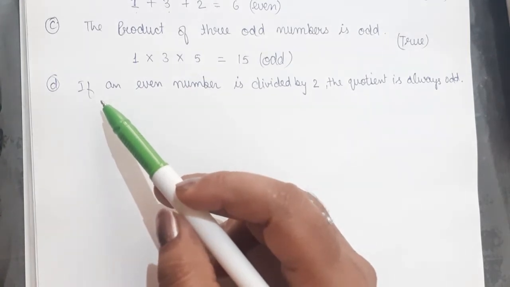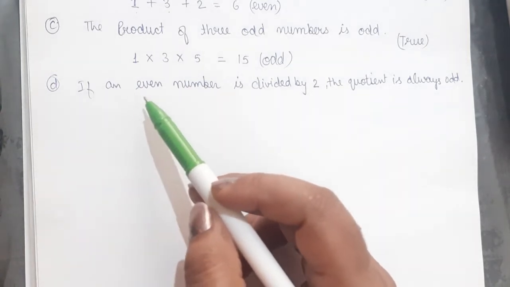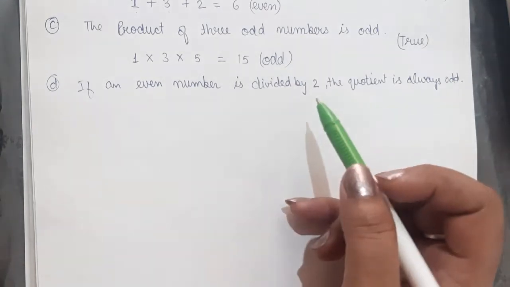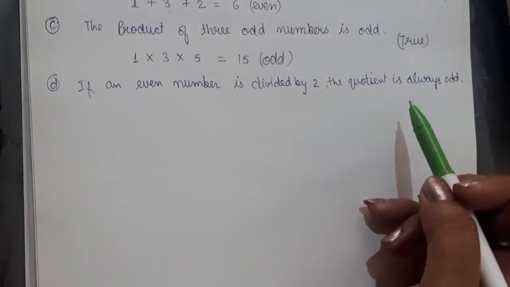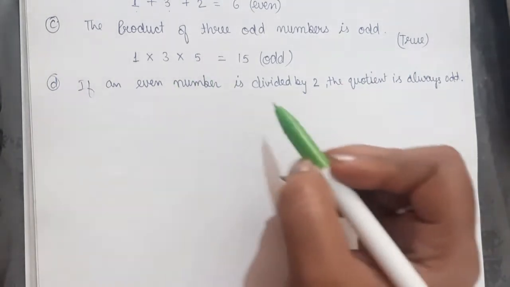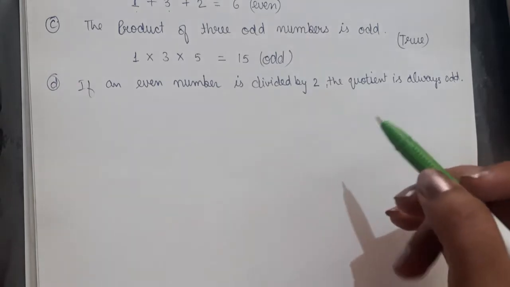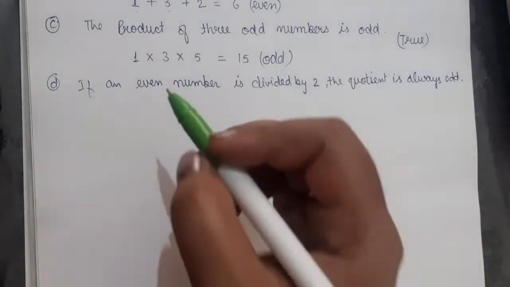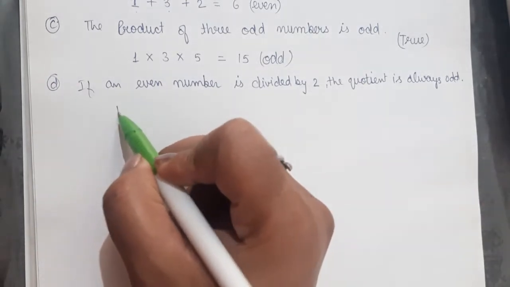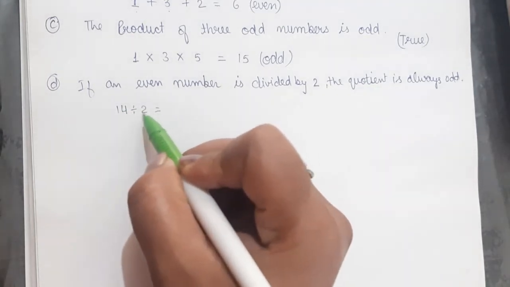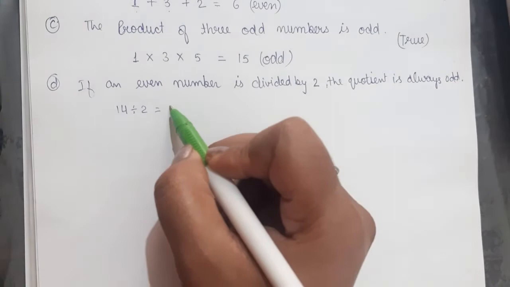In part D we are having the statement: if an even number is divided by 2, the quotient is always odd. This means we have to take any even number and find out what the quotient is when we divide it by 2. So I am taking 14 and I will divide it by 2. So what will I get? How many times will it divide? 7 times.